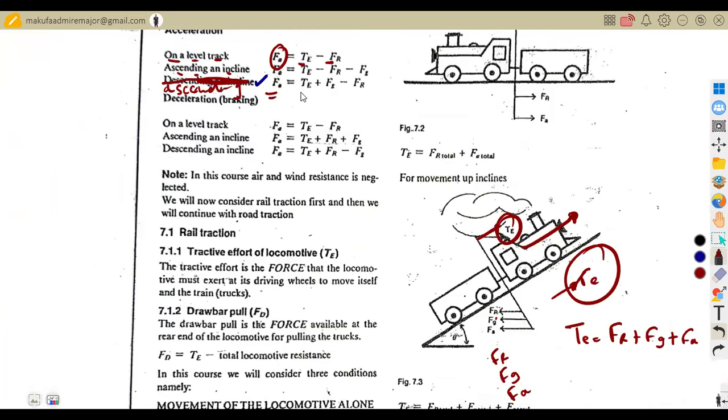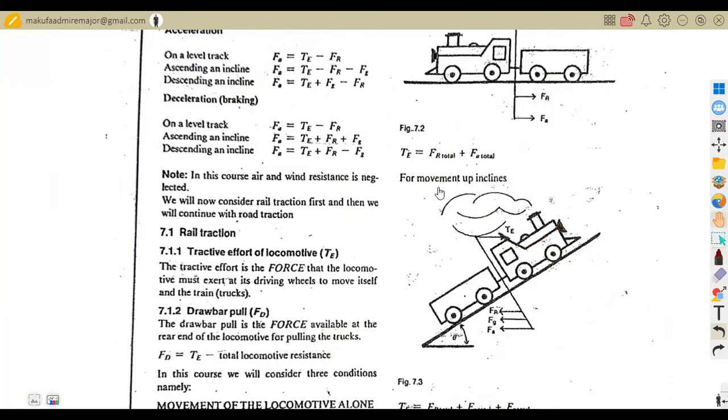Yes, the formula is fine, but they just wrote a wrong formula there, because the formula is going to be TE, which is this one that is going up, this one that I wrote here. So TE is equal to FR plus FG plus FA. Then you make whatever you want the subject of the formula. So it's supposed to be a minus here. This is wrong. This is minus. So please take note of your formulas.